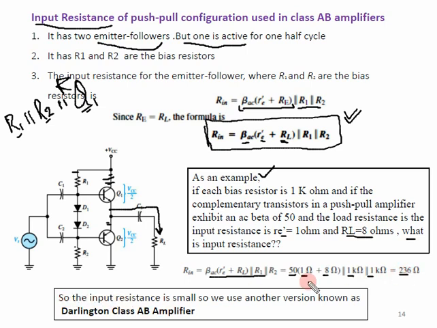Now the input resistance is just too small. Remember, if you have a very small input resistance, it would affect the gain. From previous knowledge, we have this concept that a smaller input resistance reduces the gain. So what we do is increase the input resistance. To increase it, we use another version: we modify the circuit a bit to the Darlington case, and this is shown over here.